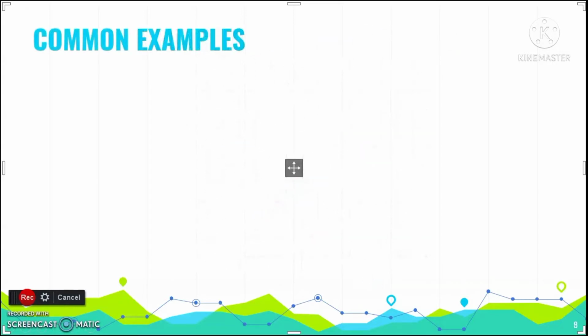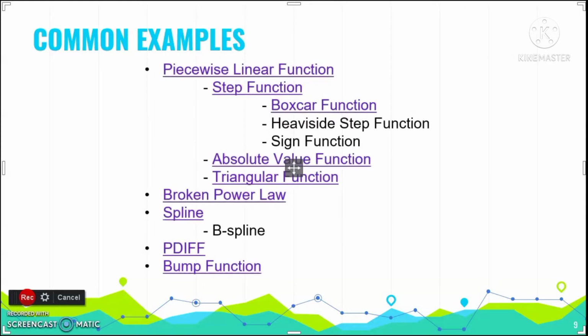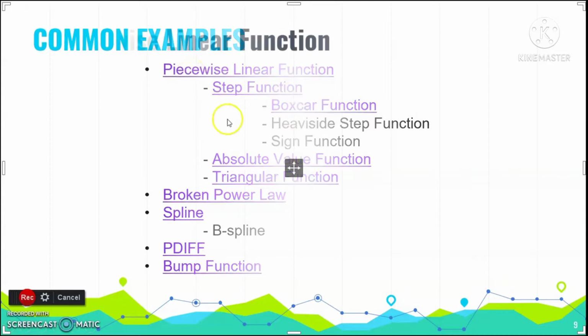What are common examples of functions that you may encounter when graphing piecewise function? Aside from the linear, quadratic, and cubic function, there are also common examples that you might encounter. Here, I'm going to show to you: piecewise linear function, step function, Boxcar function, and so on and so forth. Let us try to open the piecewise linear function.